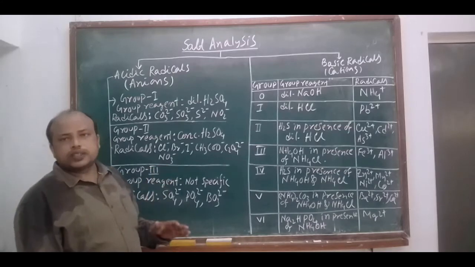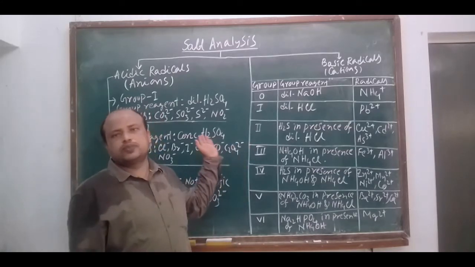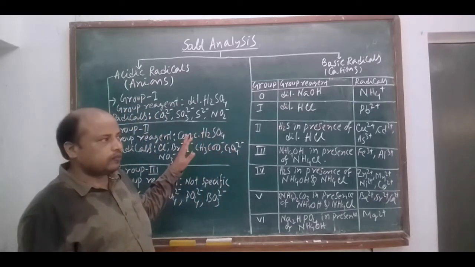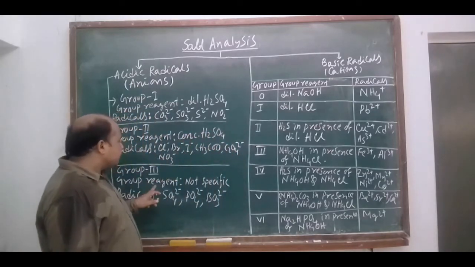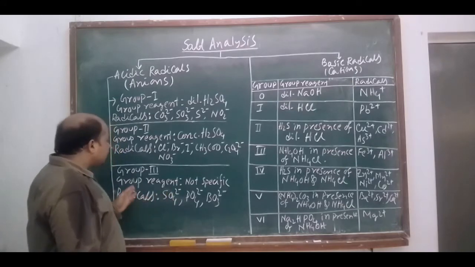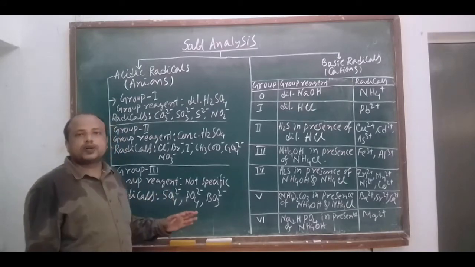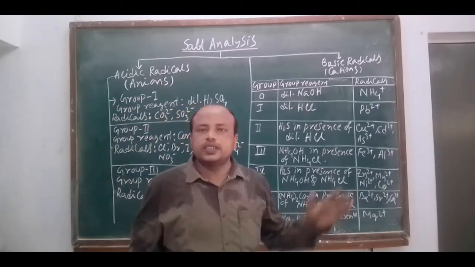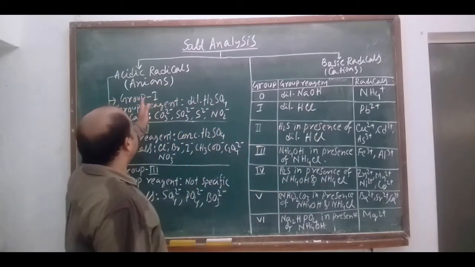And if the given salt sample doesn't react with concentrated H2SO4 or dilute H2SO4, then the radical that may be present is sulfate, phosphate or chlorate. Now student, this is about the anion part, the acidic radicals.